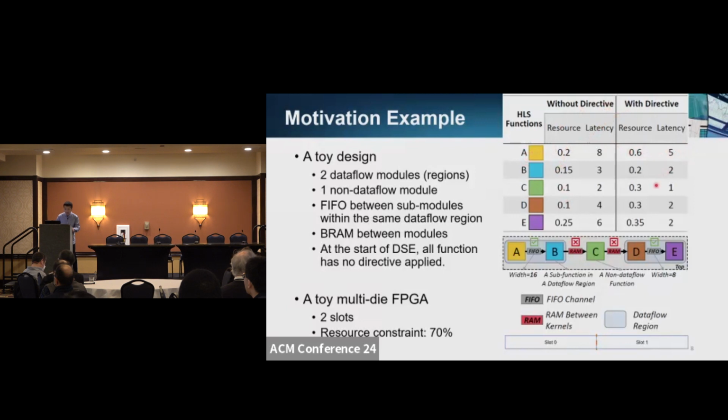But for timing optimization, we require that only the FIFO connections are allowed to cross the slot boundaries, this boundary, because we can insert pipelining logic easily into the FIFO channel, while for the RAM interface, RAM connected functions, it's difficult to pipeline. So you need to group them on the single die. That's the constraint.